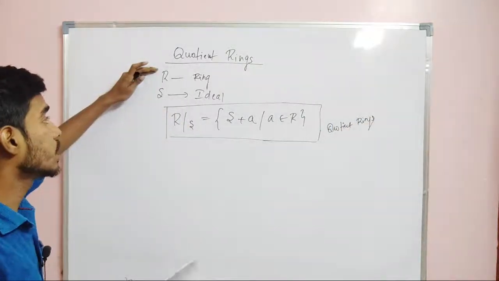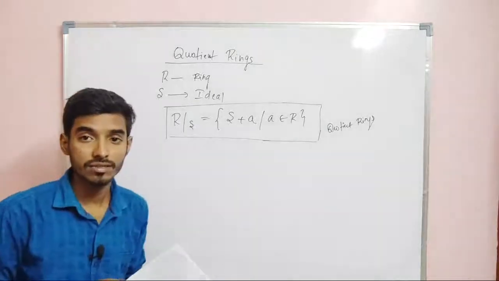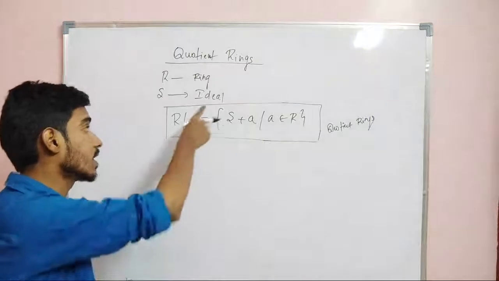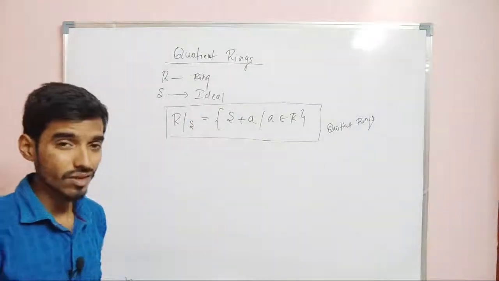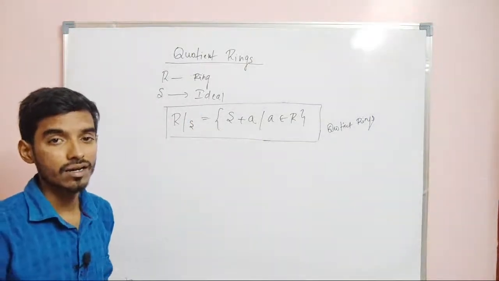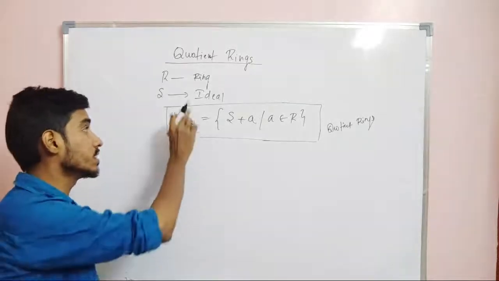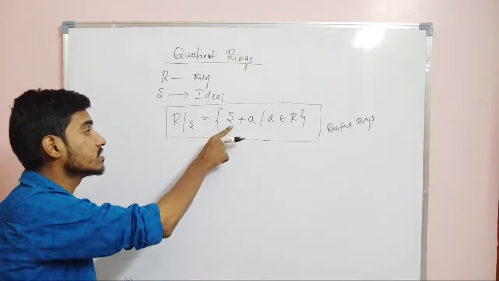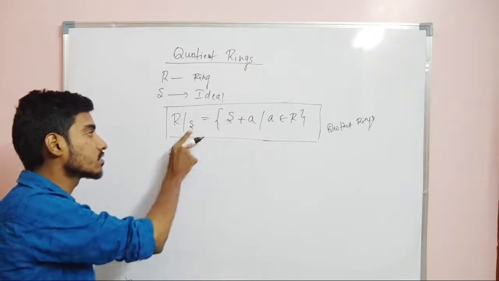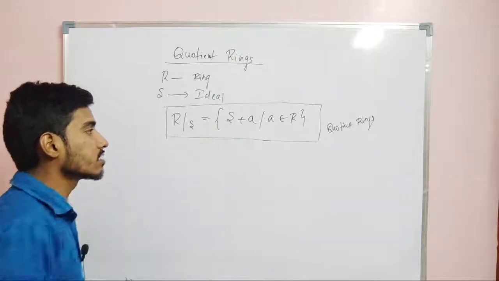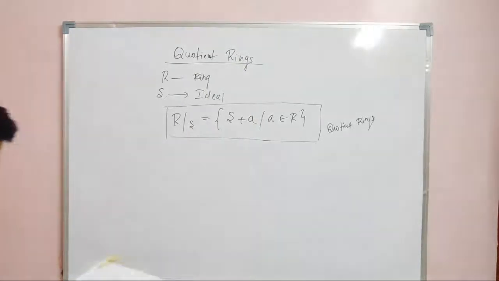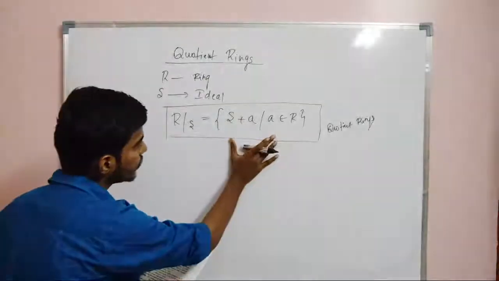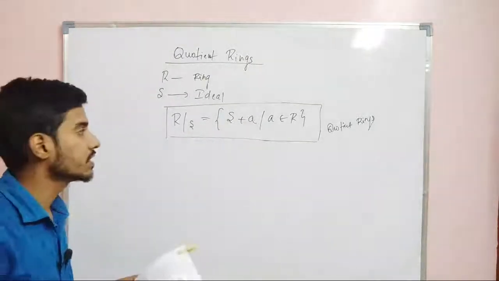R is a ring and S is an ideal. S is an ideal means it is a left ideal as well as a right ideal. Ideal means first it has to be a subgroup, as per the definition of ideal which we defined earlier. So if it is an ideal, then you form the set R by S, which consists of all members of the form S plus a, where a belongs to R. This will form a ring, and we are going to call that the quotient ring.